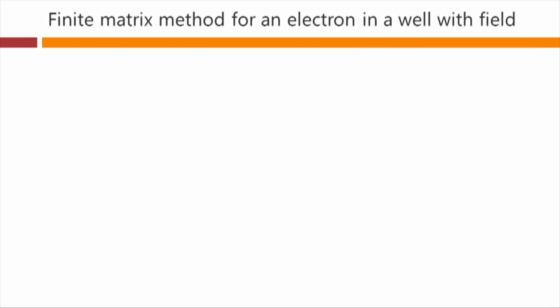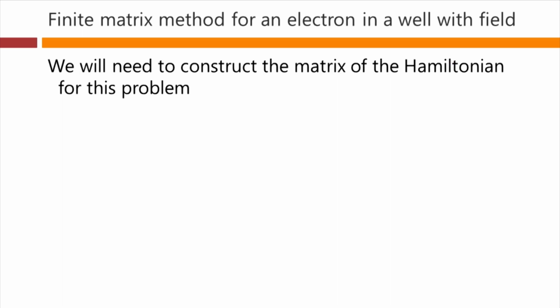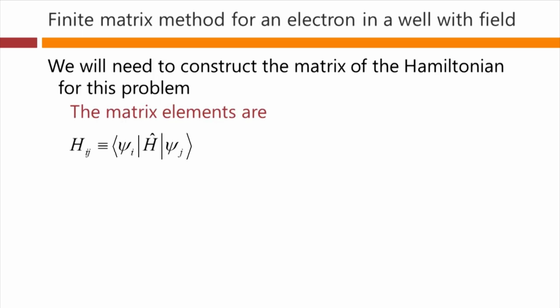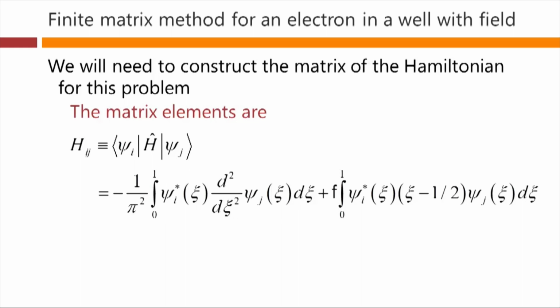So, to set up our finite matrix method, which is the same thing as our finite basis subset method, as we could call it, for an electron in a well with field, we'll need to construct the matrix of the Hamiltonian for the problem. Well, that's straightforward. The matrix elements are simply these bra-operator-ket products here. And for a simple one-dimensional function here, this just reduces to some integrals.